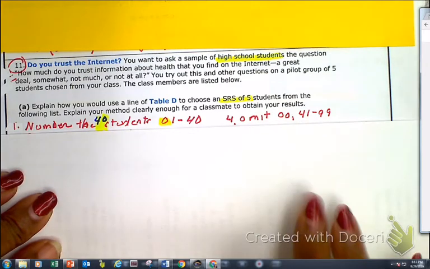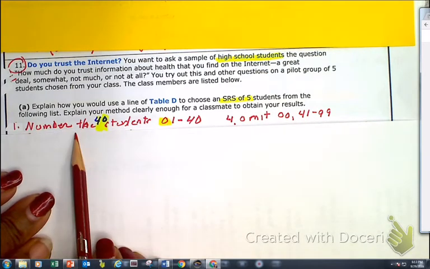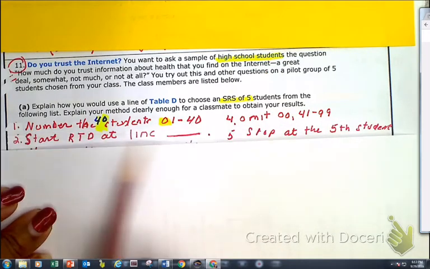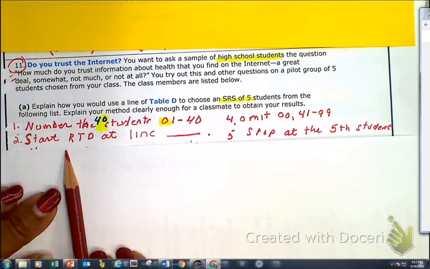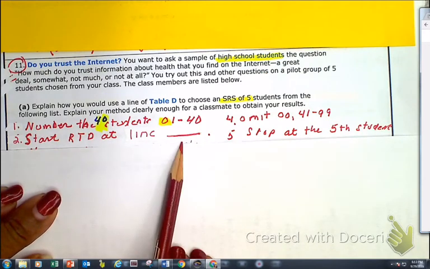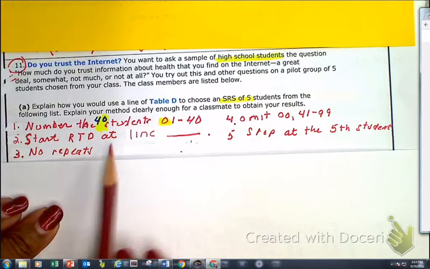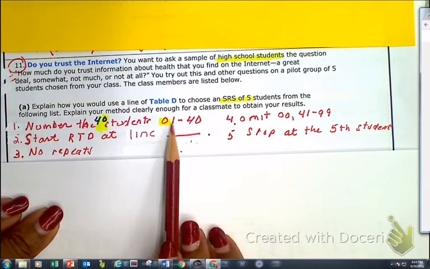So, okay, going back to my point here. Now, I need to number the students 0, 1 to 40. I'm going to tell you where I'm going to start on the random digit table. Okay. I don't want any repeats. Why do I want no repeats? Because once I've selected a student, I can't use them twice, or I can't clone them. They cannot represent 2 people. So there are no repeats, because remember, each of these represents a person.